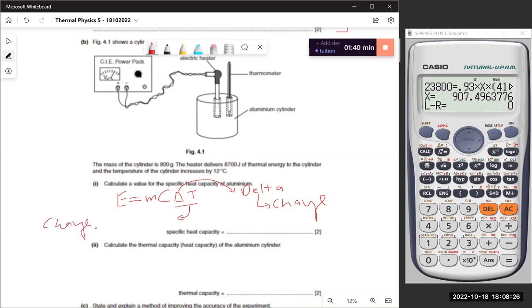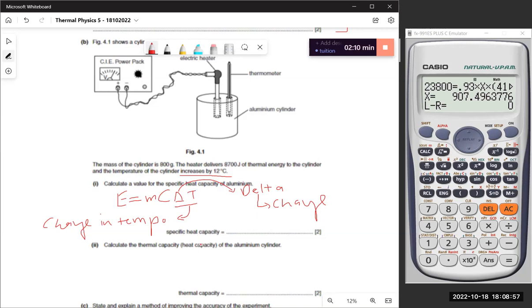So how much is the temperature changing? First, you'll have to look at the initial temperature and the final temperature. Or if you don't have initial and final, you have to see how much the temperature is increasing or decreasing. So change in temperature, that is what delta T means. In the question, they have told you that the temperature is increasing by 12. So that's what you write here.